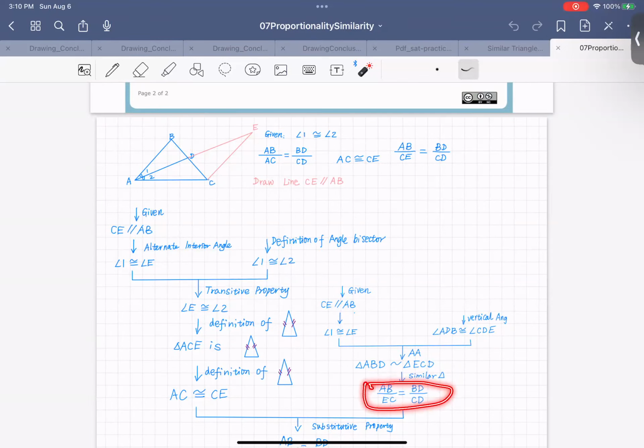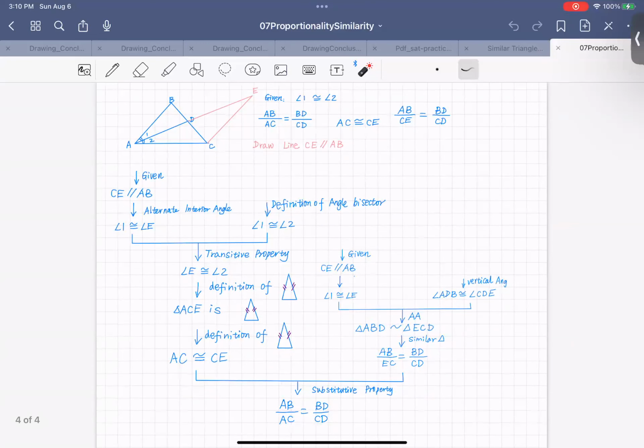Next, we prove that AC equals CE, and we prove this equation is correct. Now we are going to replace CE, since CE and AC are the same. So CE will be replaced by AC. So the final conclusion will be AB over AC equals BD over CD. So we get that finally by the substitution property. Does this make sense?